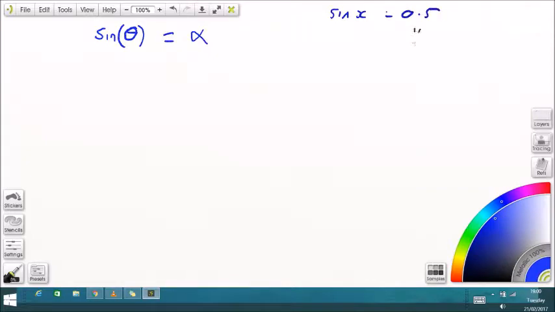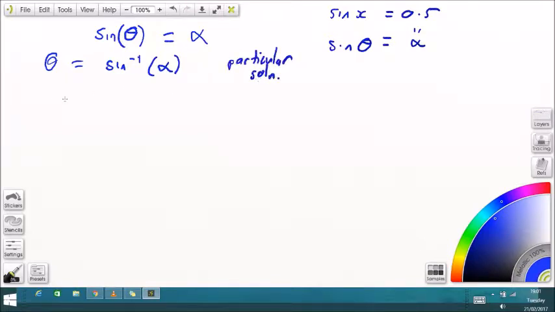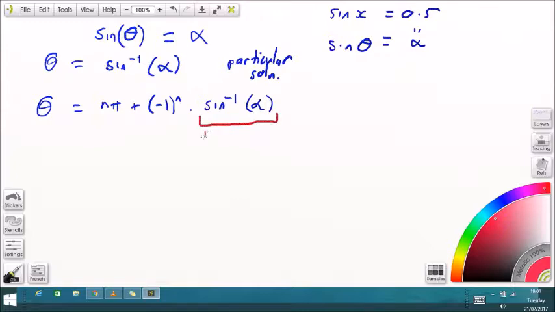Right, so if we've got sine of x equals 0.5, then sine of theta equals alpha. Alpha is just what we're trying to make our equation equal to. We rearrange it to find the angle by itself, which equals the inverse sine of the right hand side. Then we can plug this particular solution in terms of the angle into our general solution, which is n pi plus negative 1 to the power of n times the particular solution, and that bit there is the general solution part. Add them together and then you can just plug in any values of n.